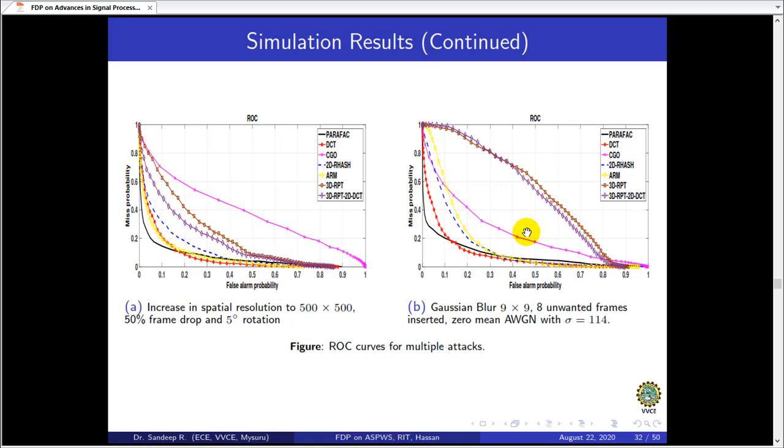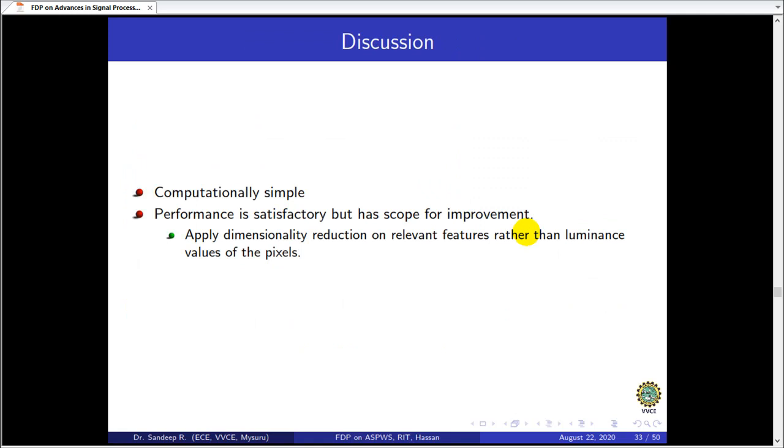But if you observe, the computation was simple because it involves only addition and subtraction. Performance has improved and is satisfactory, but definitely has scope for improvement. So what we thought was, instead of applying the dimensionality reduction technique directly on the luminance values of the videos, why not extract some relevant features from the video and then apply the dimensionality reduction technique so that we may get better performance. To really check whether we get better performance or not, see you in the next session.